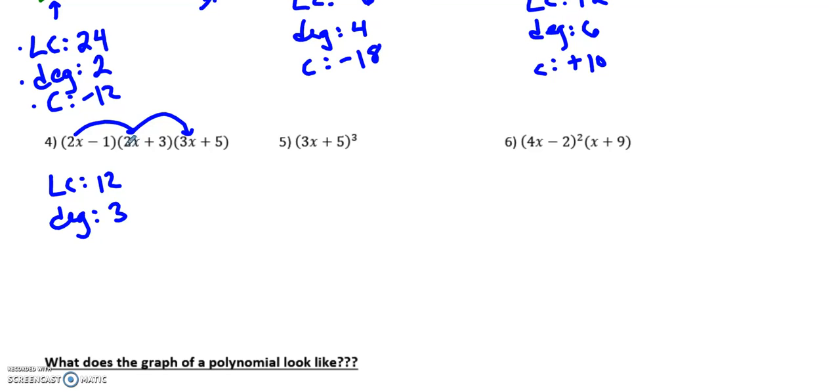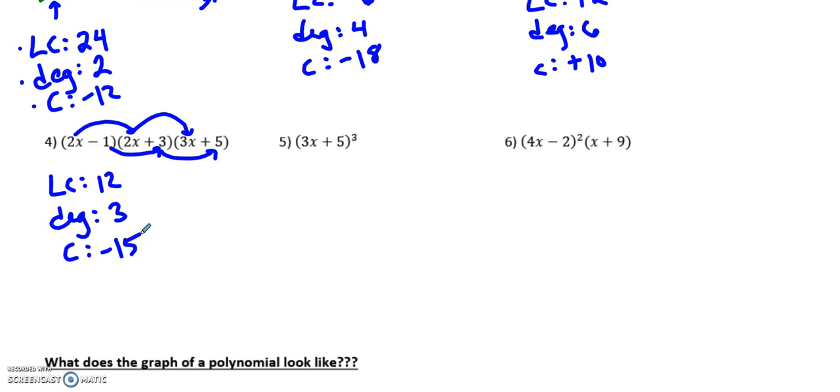Same sort of idea for the constant. I take negative 1 times 3 times 5, and I would get negative 15 for my constant term. Another way to think about the constant is you can just plug in 0 for the x term.